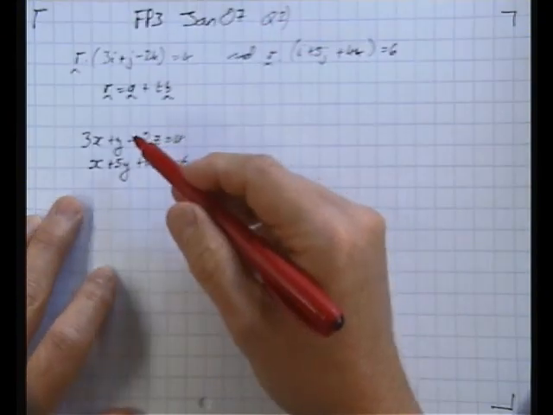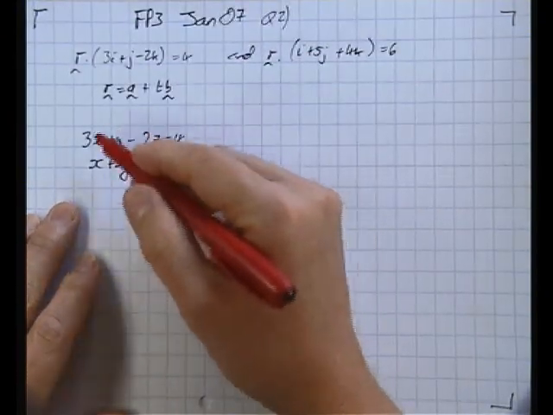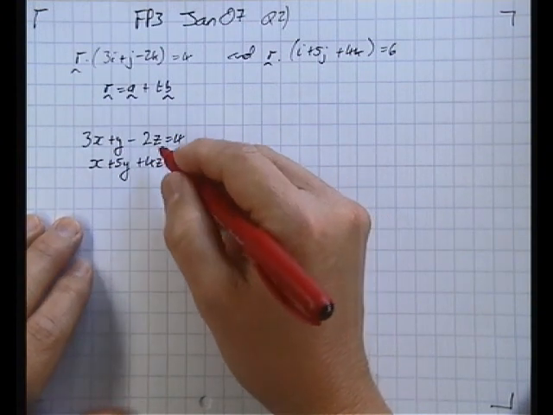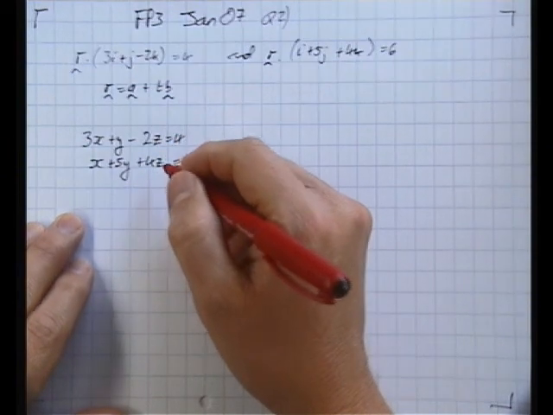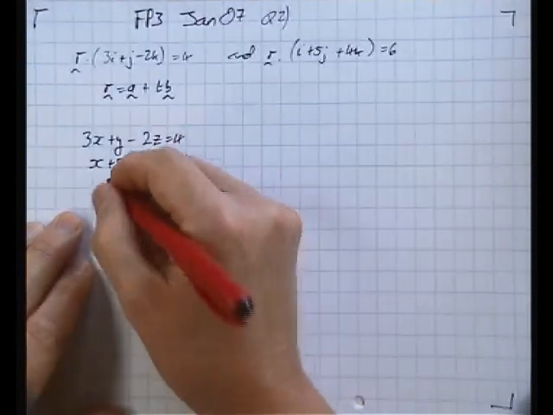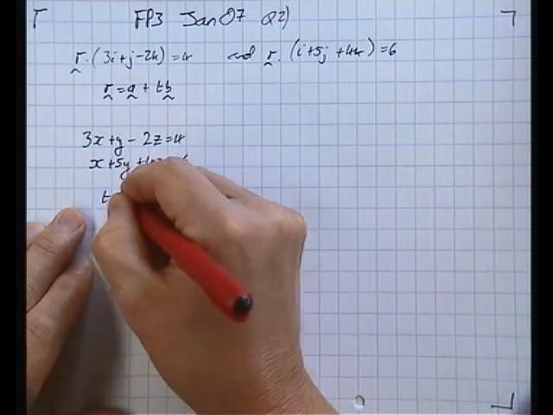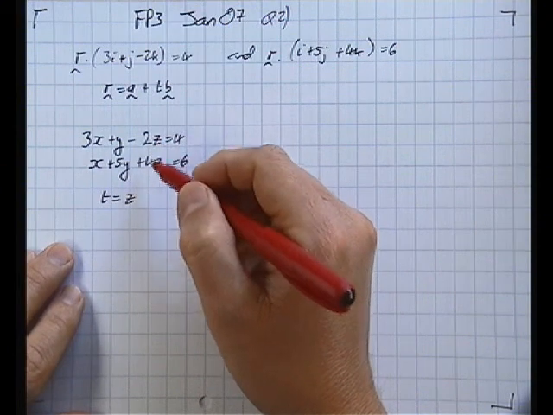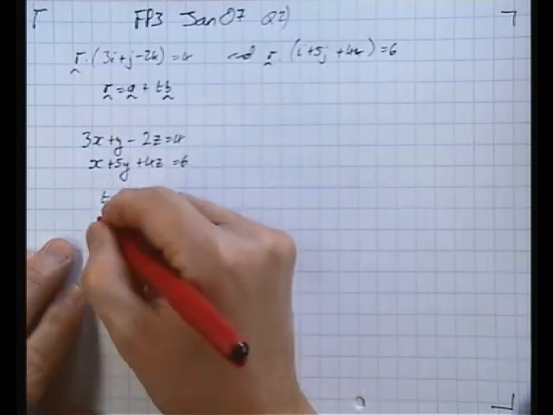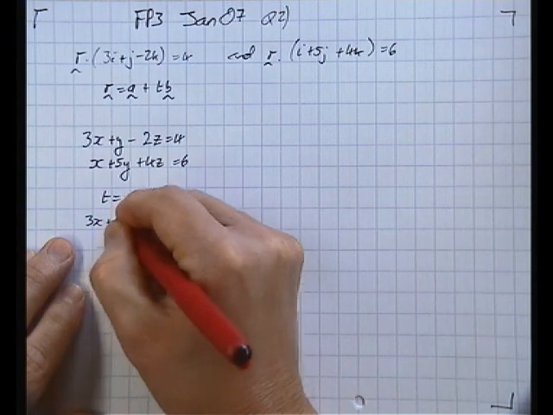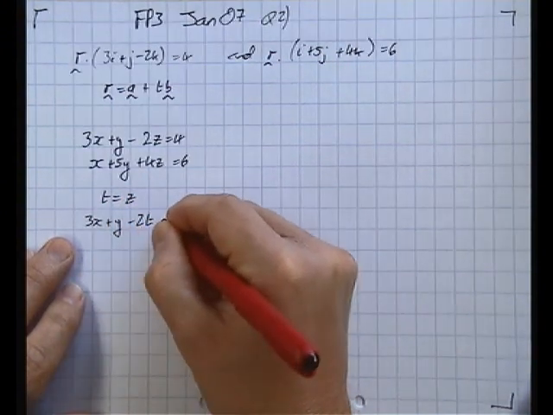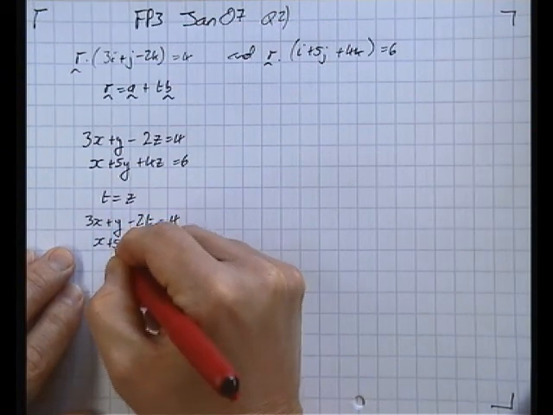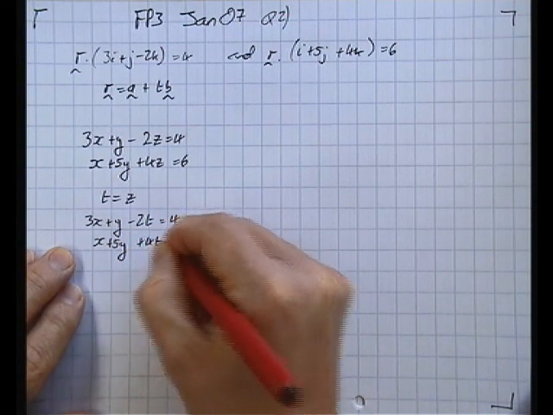Now, you'll remember from FP1 that the way to solve sets of equations where you've got fewer equations than variables is to take one of the variables and set it equal to a parameter t. So I'm going to say t is going to be my z variable. I'm going to rewrite these two equations using this, and the first one becomes 3x + y - 2t = 4, and the second equation becomes x + 5y + 4t = 6.